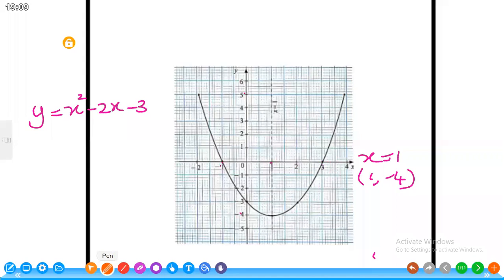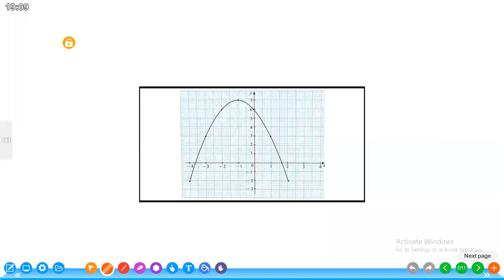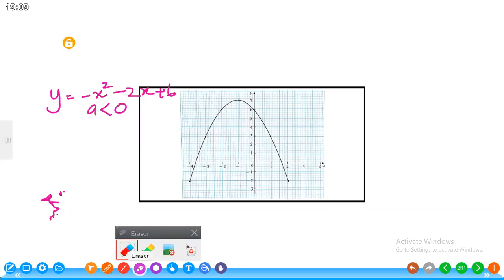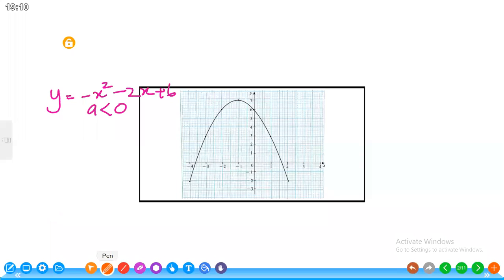Next one. The next graph we have seen, and also sketched, is the graph of y is equal to negative x squared minus 2x plus 6. Consider the equation of this graph. In the last class we sketched the graph under the case a less than 0. Here a is less than 0. So the graph is a parabola with a maximum because the coefficient of x squared is a negative value. The graph is a parabola with a maximum, and the graph is symmetric about the line.